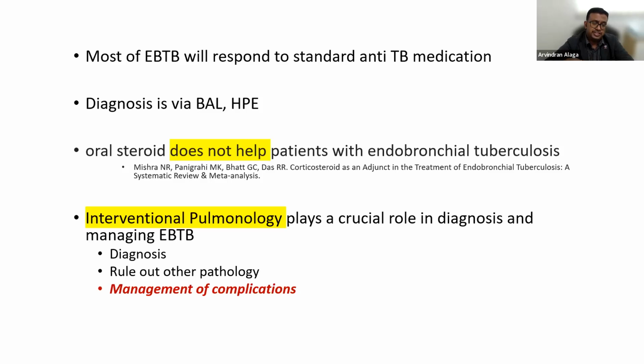And most importantly, interventional pulmonology plays a crucial role in diagnosing and managing endobronchial tuberculosis. This includes diagnosis, where we have to rule out other pathologies like malignancy, and management of complications, which we are going to talk about later under airway stenosis.